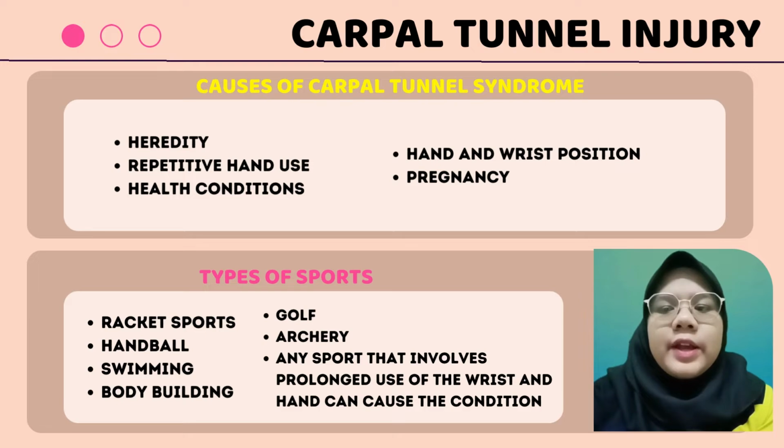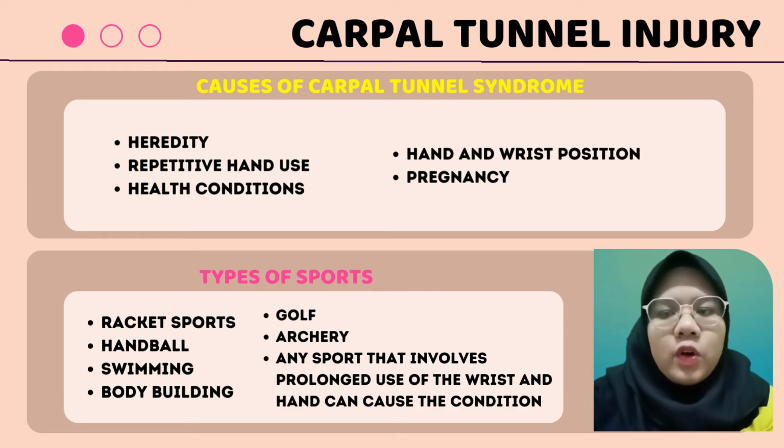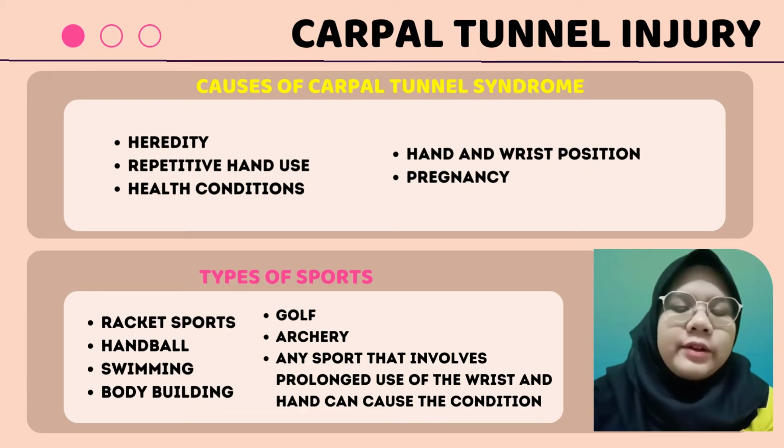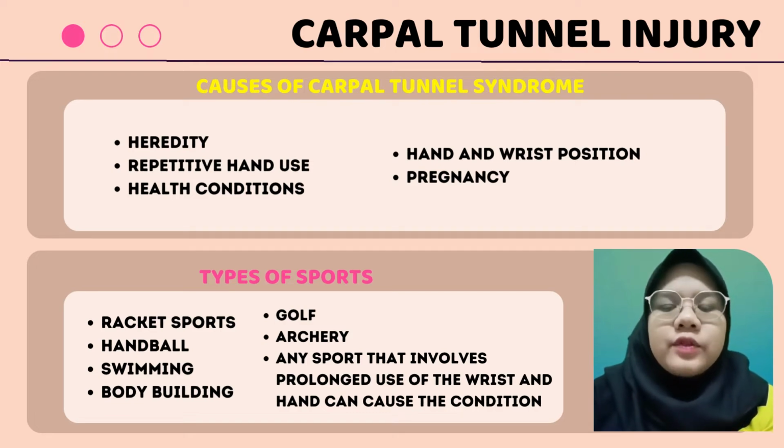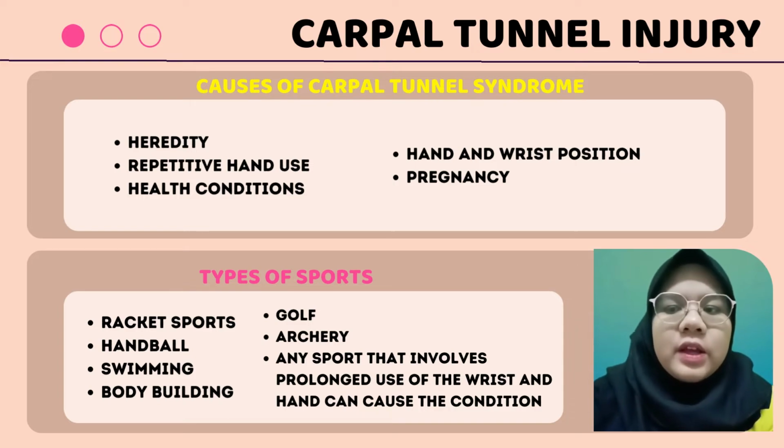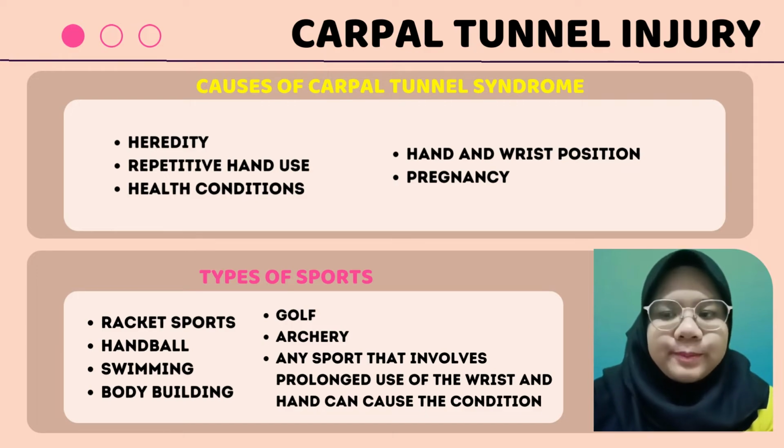Other than that, hand and wrist posture, such as excessive flexion or extension of the hand and wrist for an extended period of time, can increase pressure on the nerve. Pregnancy also can be a cause of carpal tunnel syndrome, because hormonal change during pregnancy can cause swelling that results in pressure on the nerve. And the last one might be health conditions. Diabetes, rheumatoid arthritis, and thyroid gland imbalance are conditions that are associated with carpal tunnel syndrome.